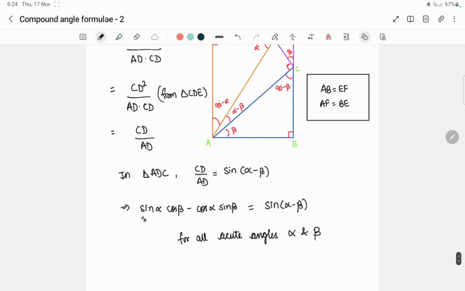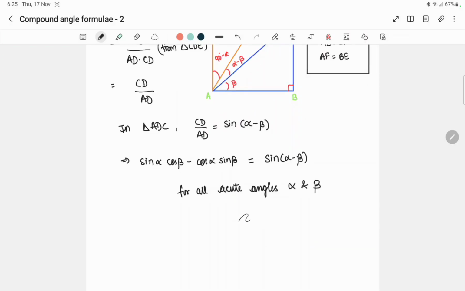Which means our original expression sine alpha cos beta minus cos alpha sine beta has led us to sine of alpha minus beta. Again, remember, this is exclusively for acute angles alpha and beta. Okay, LHS equals RHS, hence proved.